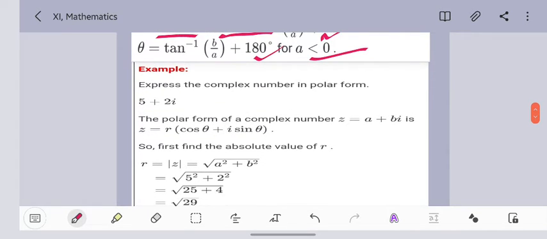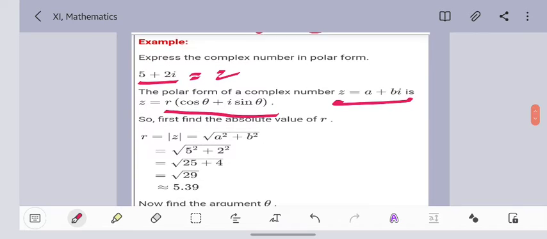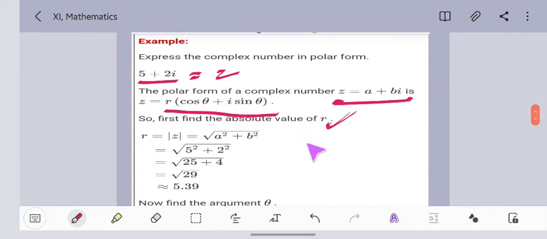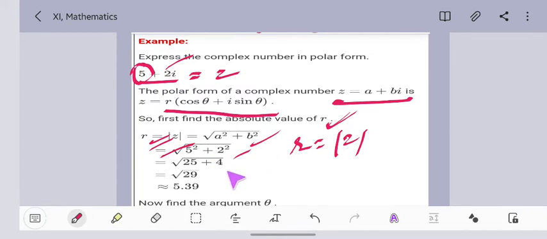We'll solve one example here to understand this a little better. Express the given complex number 5 plus 2i in polar form. The polar form of a complex number z equals a plus bi is z equals r(cos theta plus i sin theta). So first find the absolute value of r. R is nothing but mod of z, which is the square root of a squared plus b squared. What is the value of a? It is 5, and b is 2. So 5 square and 2 square: 25 plus 4 is 29, so r is 5.39.